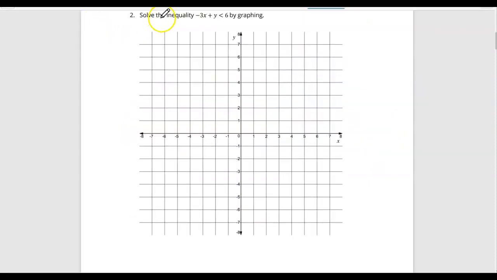Now let's consider a different example. We want to solve the inequality negative 3x plus y less than 6 by graphing. To do this, we will first have to rewrite this expression in the form y greater than or equal to, or less than or equal to, mx plus b. So we want to write it in the form y equals mx plus b. We do that by transposing this expression to the other side of the inequality.